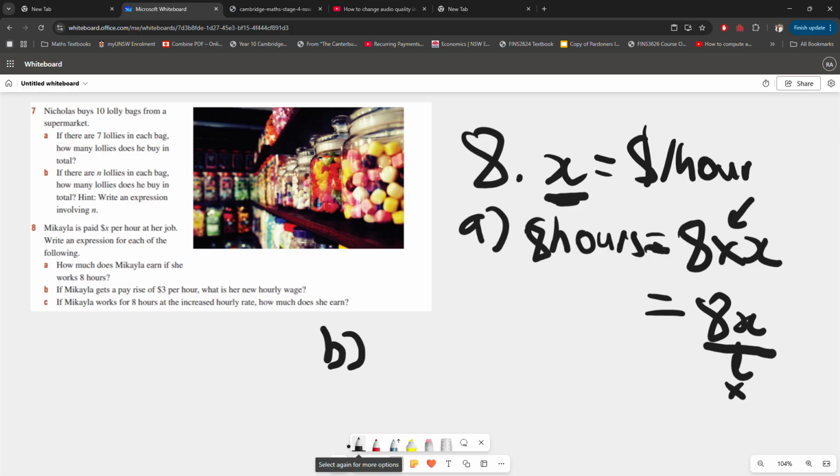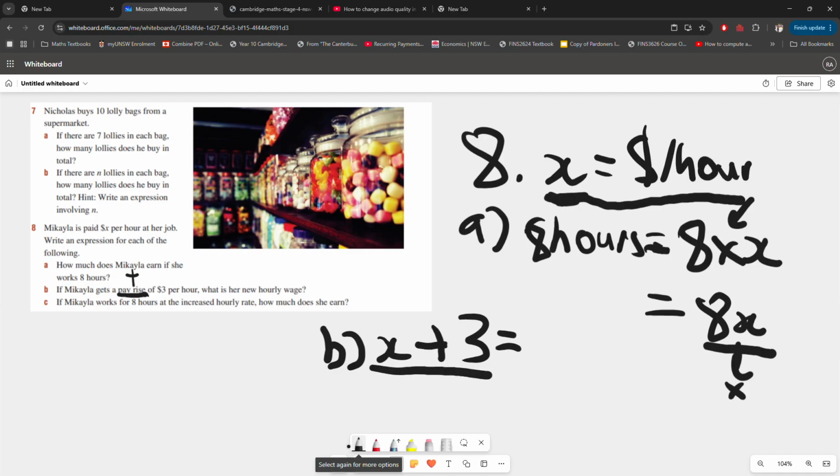Moving on to B. If Michaela gets a pay rise of $3 per hour, what is her new hourly wage? So remember her previous hourly wage was x, right? And she gets a pay rise. A pay rise, we can interpret this as a plus. If you get 3 more than 5, you get 8, that's plus 3, if your hourly wage was 5, sorry. So we can think of that as plus 3, x plus 3. So her new hourly wage is x plus 3.